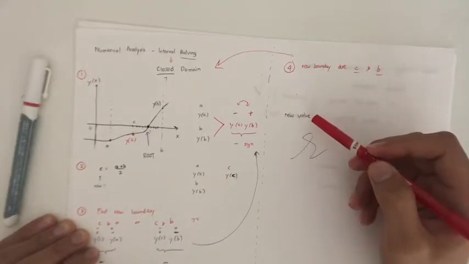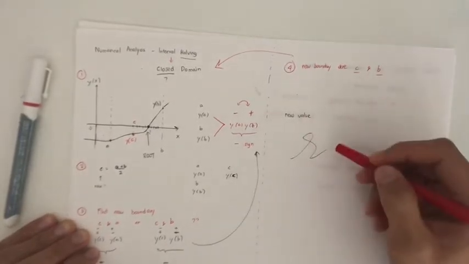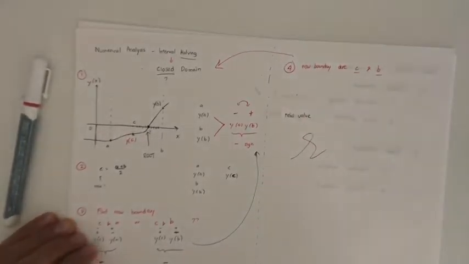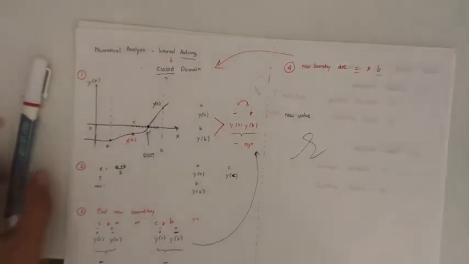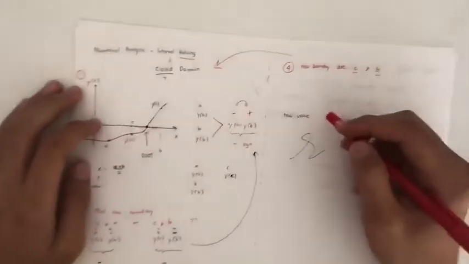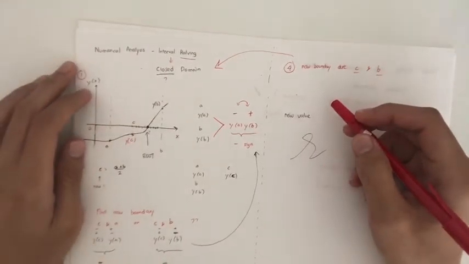Sometimes the new value and the previous value only differ by 0.0001, or a really small amount of difference. That's when we know that the root will converge to some root.